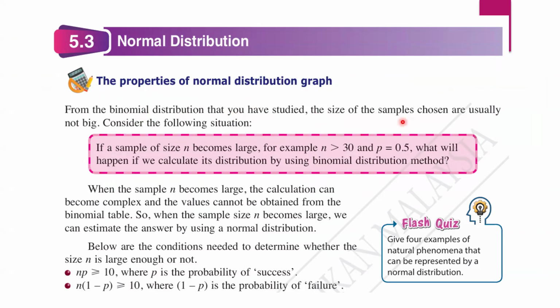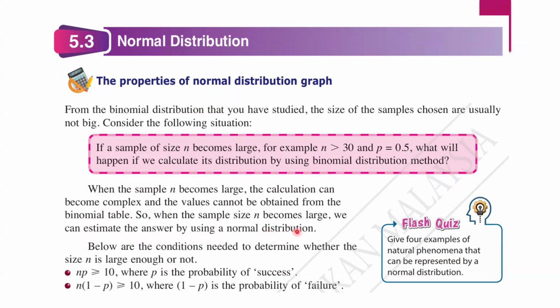The size of the sample in binomial distribution usually is not big. If the sample size becomes larger, for example, greater than 30, what will happen if we calculate its distribution by using binomial distributions? When the sample becomes large, the calculations can become complex and the values cannot be obtained from the binomial table. So when the size of samples n becomes large, we can estimate the answer by using a normal distribution.